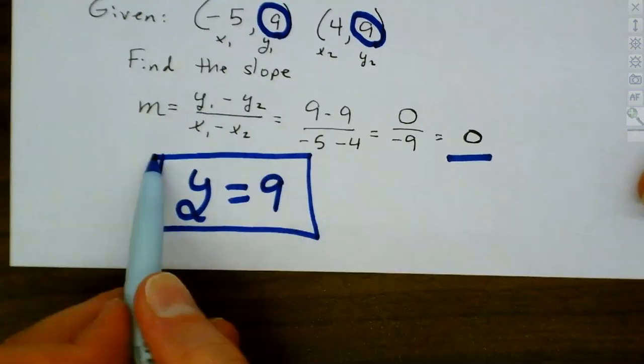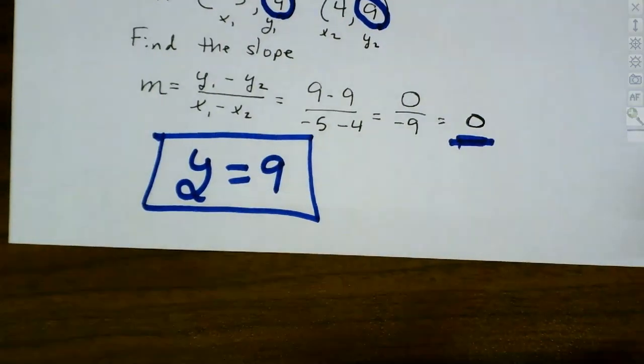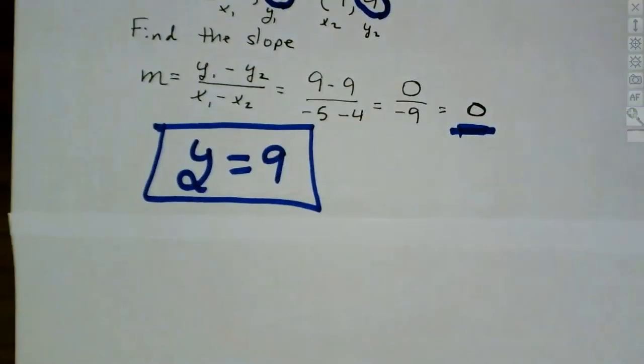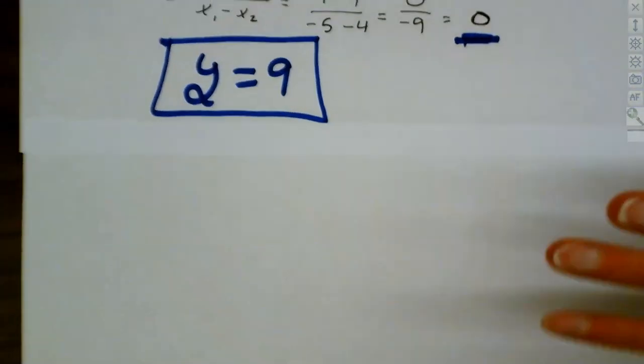That's it, because your slope was 0. Remember, y lines have a slope of 0. Now, what about an x line? Well, that's going to come from an undefined slope. So let's do one of those so you see the difference.